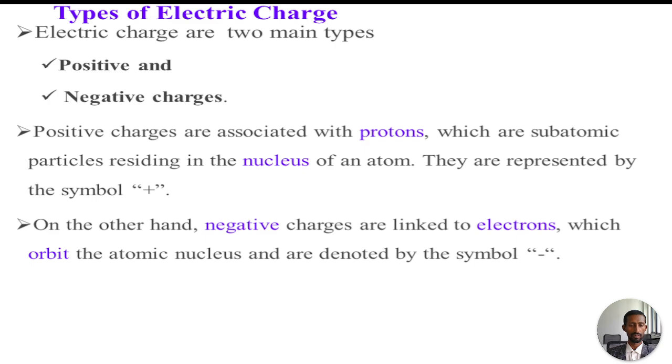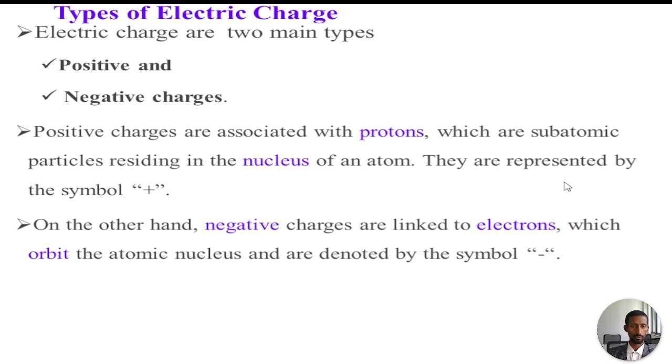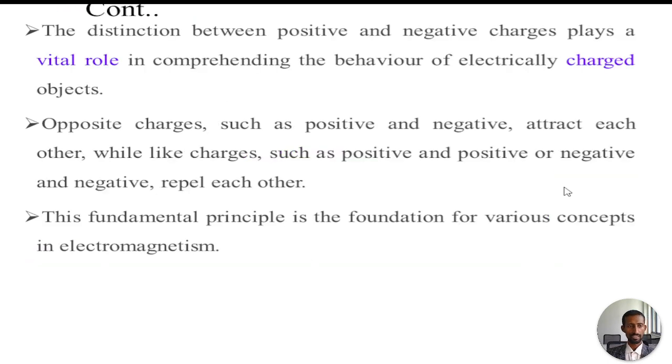We can represent the electrons around a nucleus. As you can see here, these are the electrons and these are the protons. So this is a positively charged subatomic particle, and this is a negatively charged subatomic particle. The distinction between positive and negative charge plays a vital role in comprehending the behavior of electrically charged objects.